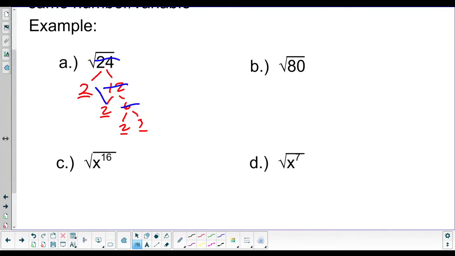Well, I have a pair of 2s right here. Can I make another pair? No. These don't match, so they're stuck unpaired. So what happens is the pair gets to go outside the radical. And even though there's two 2s here, you only write the number one time for each pair. So one pair of 2s, we have one 2 on the outside. Okay, so we're going to have a 2 on the outside of the radical.